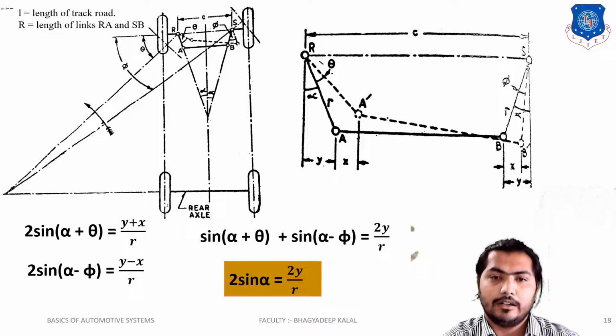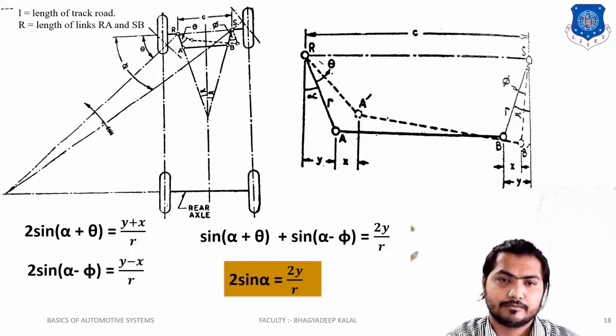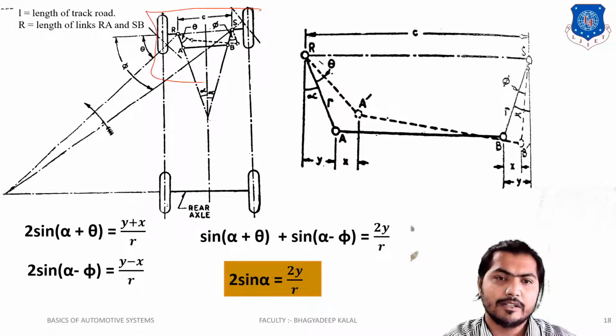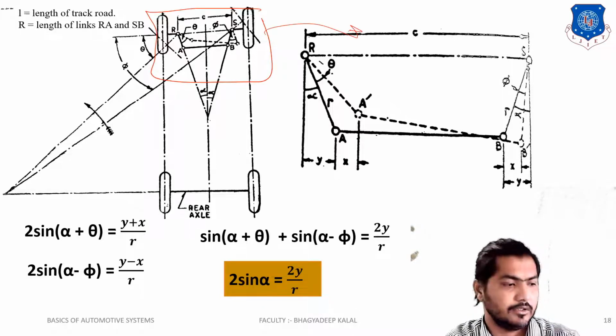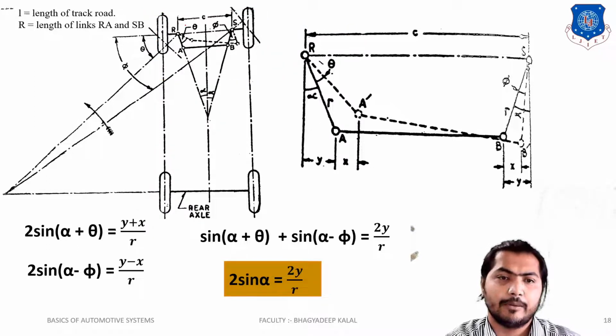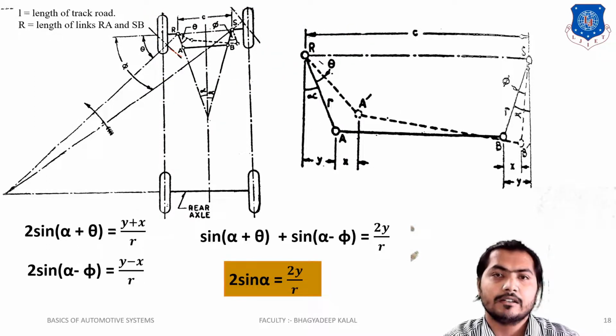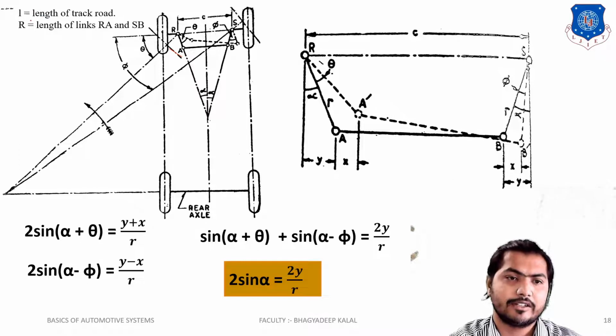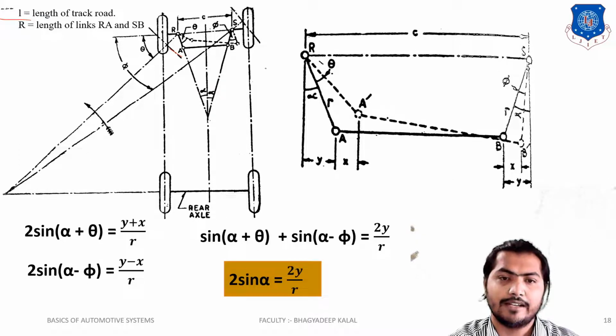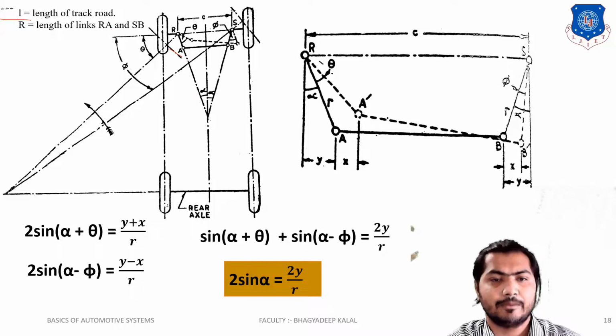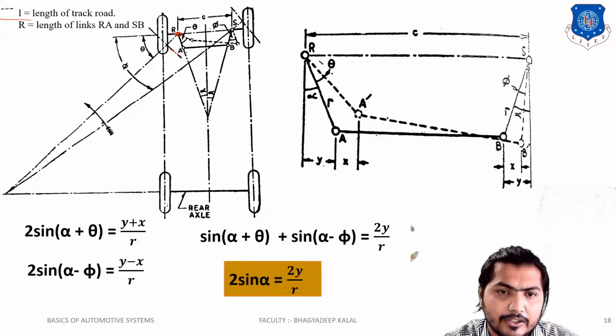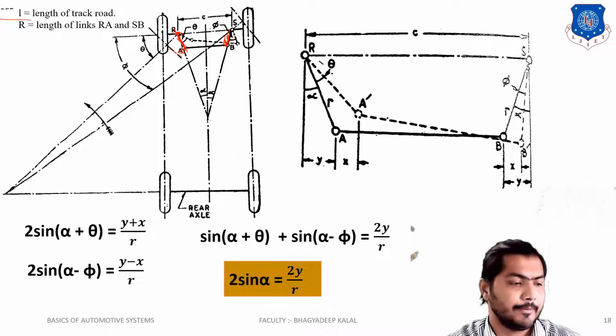So all the pairs, this diagram is shown like this in a zoomed view. What happens if we take a left turn? First we will discuss the notation. L is the length of the track, and R is the length of the link, radius RA and RB. What is RA? From this point to this point, this distance is RA.